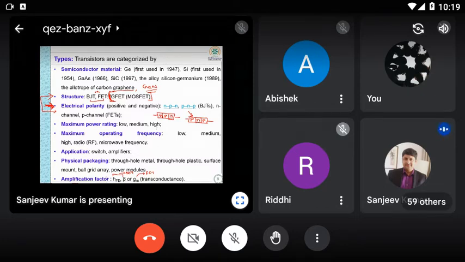Any doubt in this case? Any queries? Can you please define transconductance once again? Transconductance, you can see beta bit.